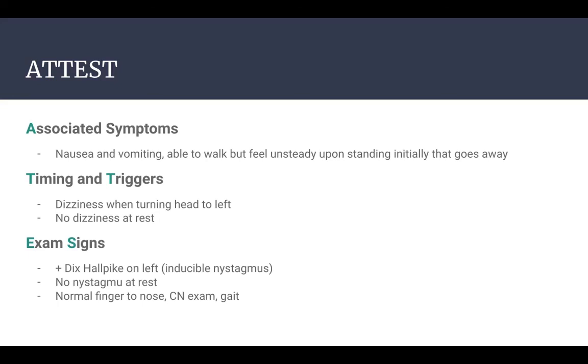He does have dizziness, more so that's triggered when he turns his head to the left than the right. When he's resting, he doesn't have any dizziness. On exam, he has a positive Dix-Hallpike to the left, which means he has inducible nystagmus. He doesn't have any nystagmus at rest. He has a normal finger to nose exam, a normal cranial nerve exam, and his gait is normal.